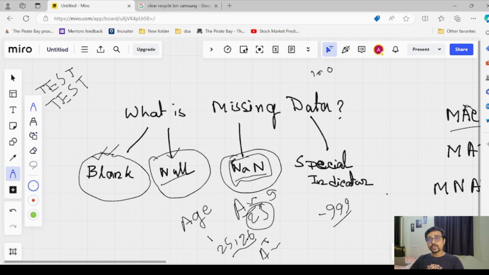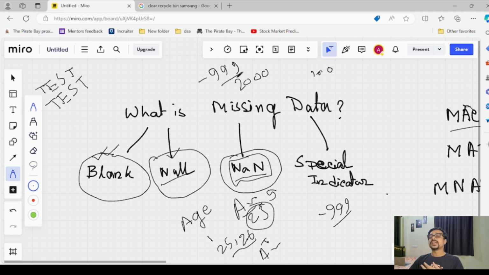And the fourth one is the special indicator. Now what is a special indicator? A special indicator can be many things. You are expecting a certain type of data and you are getting a different type of data. Let's say you are expecting the income of the user, say 2,000 per month, 5,000 per month. These you are expecting, but suddenly you get a value, let's say minus 999, which is nowhere close to a salary. It's a negative number. So these are the special indicators or special cases.